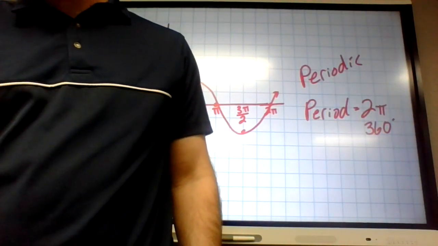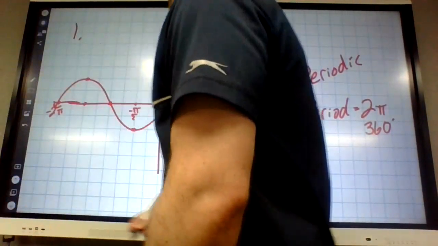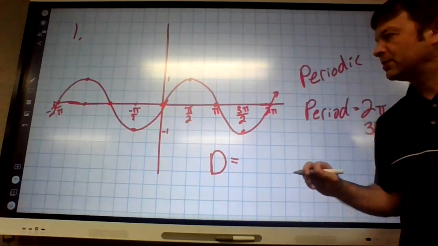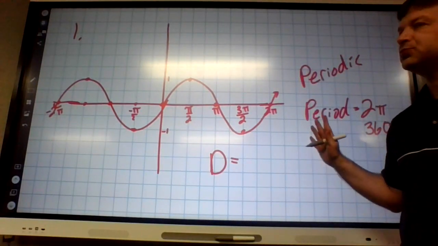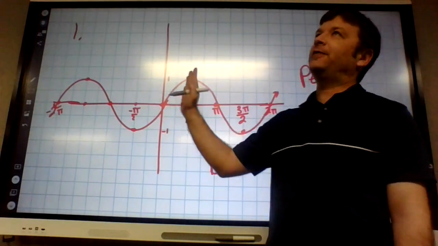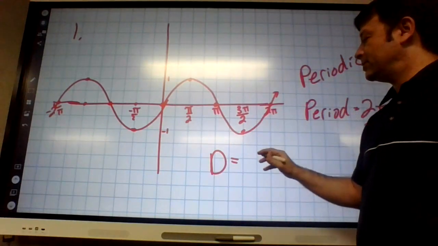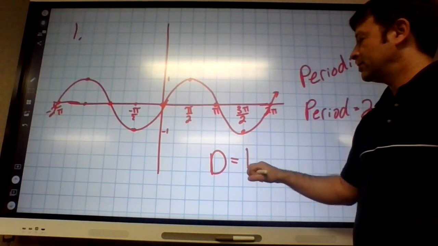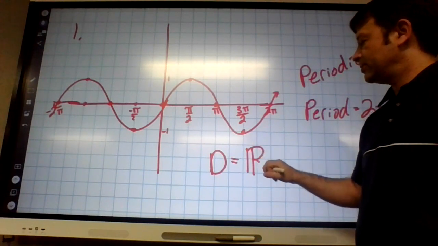What they are asking us on number 1 is to find the domain. You guys know what the domain was, remember? It's the x values. How far left and right can it go? Forever. So what am I going to put if it goes forever left and right? All real numbers.